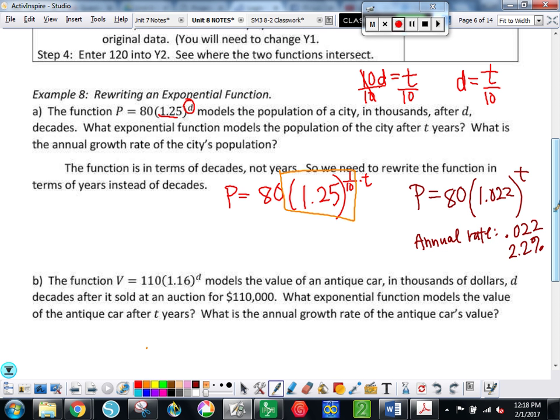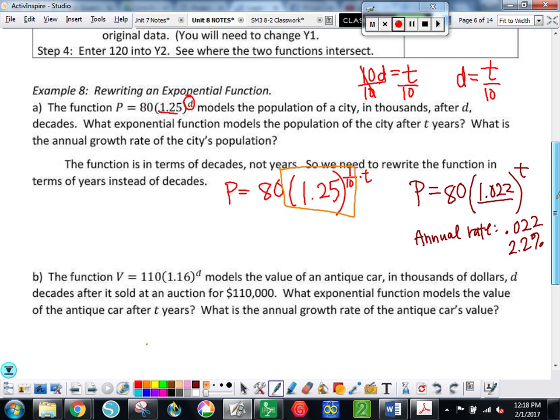Is this a growth or is it a decay? It's a growth rate. We're going to call it a growth rate because this is bigger than 1. If that was 0.98, we would call it a what? A decay rate. That's fine.